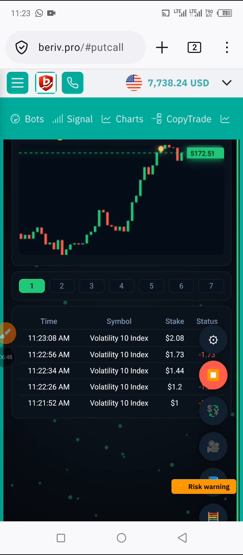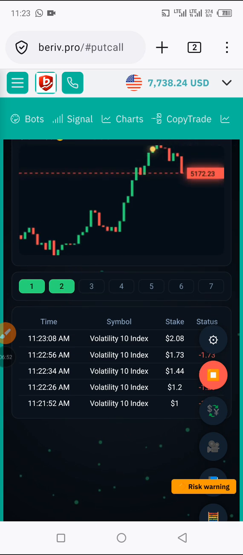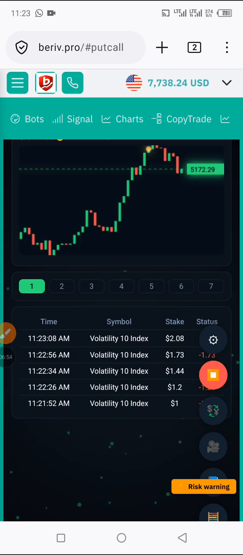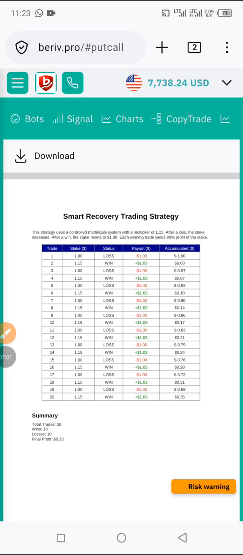I'm sorry, it's a little bit closed by the risk warning, but I will try to reach it for now. But I will make sure this is fixed. All right, so let me zoom it. So it's called a smart recovery trading strategy.